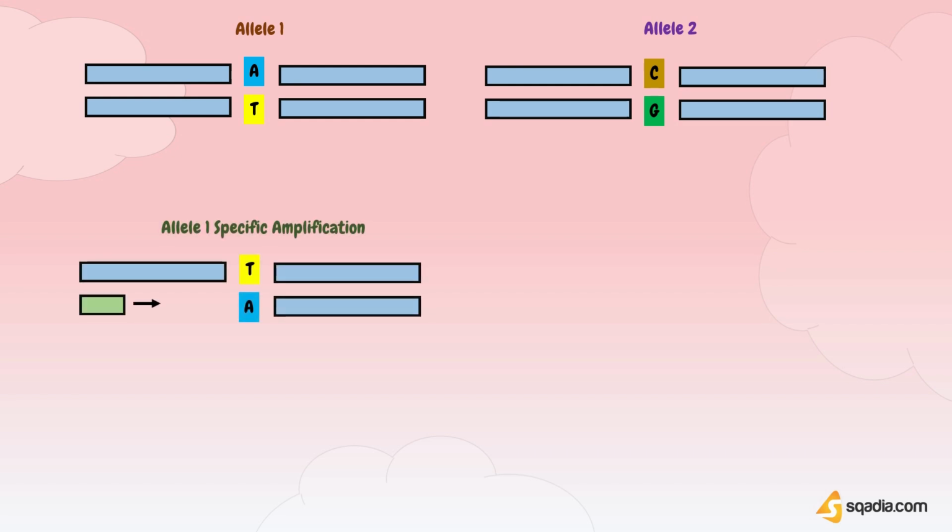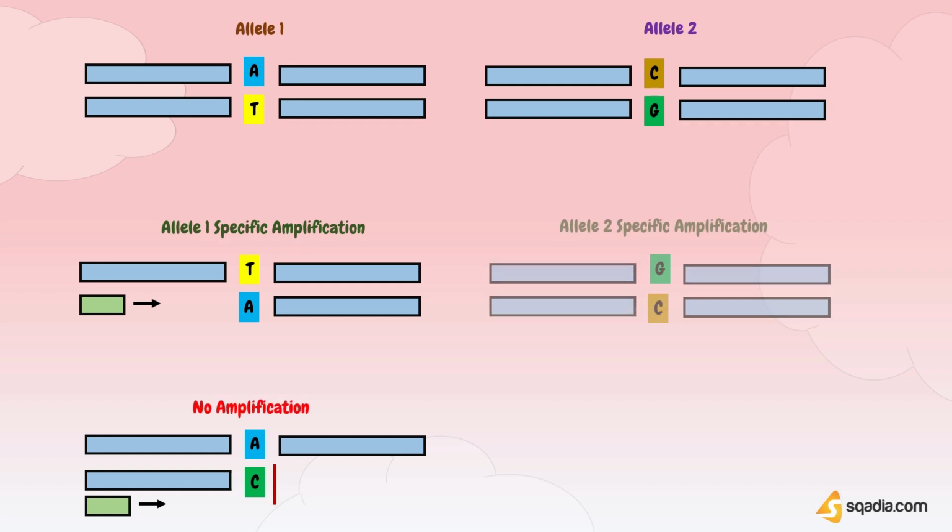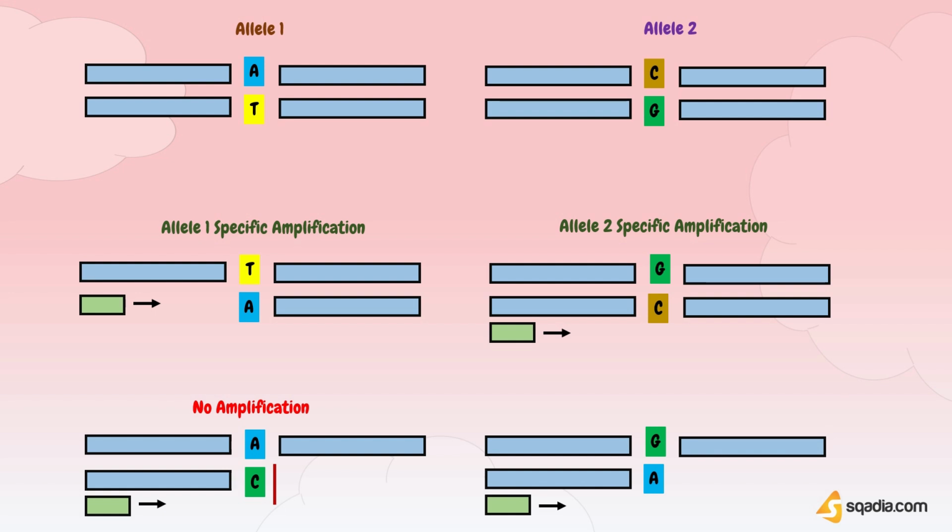For allele 1, if a mutation has changed the thymine to a cytosine, amplification is not possible. Similarly, polymerase chain reaction for allele 2 will be normal, but not if a cytosine has been replaced by adenine. In allele 2, allele-specific amplification is not possible.